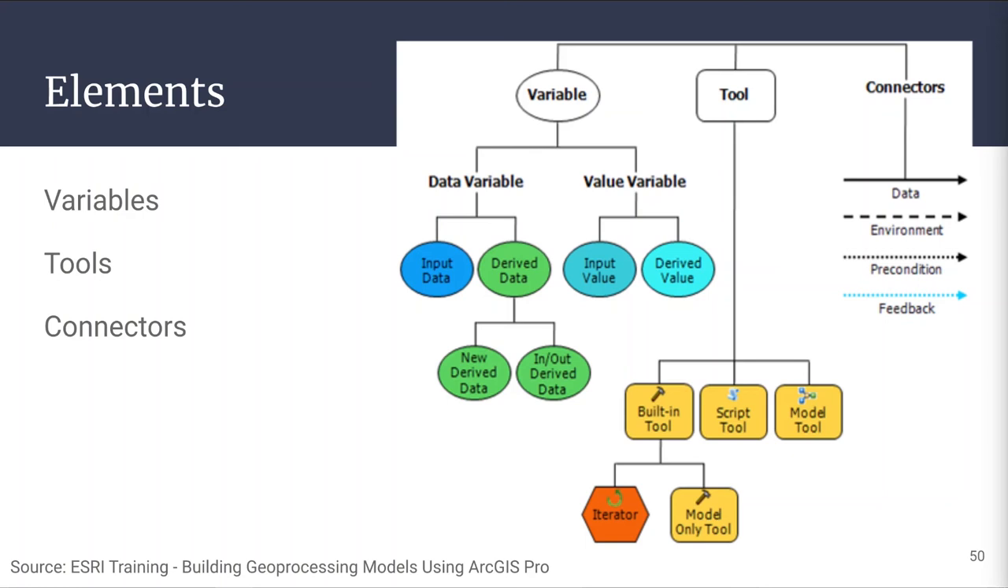Environment, precondition, and feedback. Again, these are used for specific circumstances. Feedback connects output back to earlier processes. A precondition is something that must be done before other things can be done. There are definitely cases you want to use those, but we'll leave that for a future lecture.